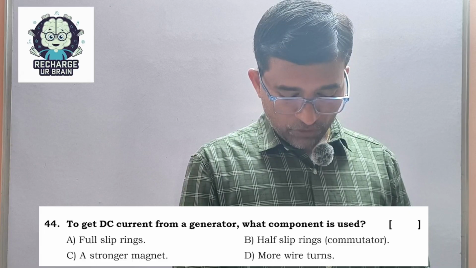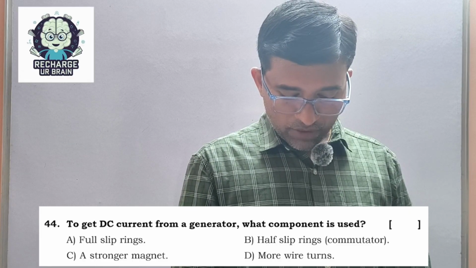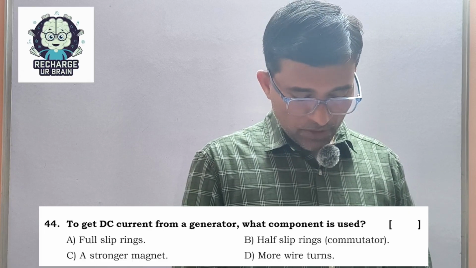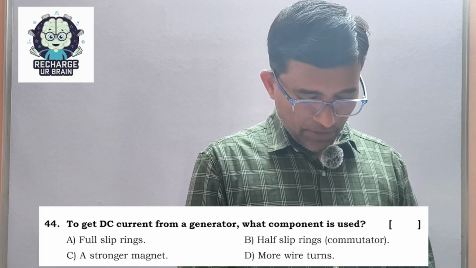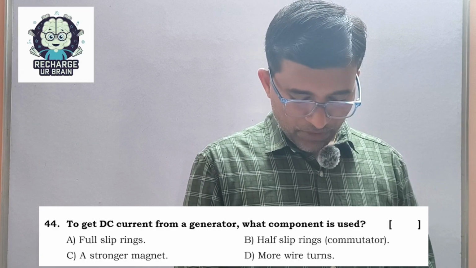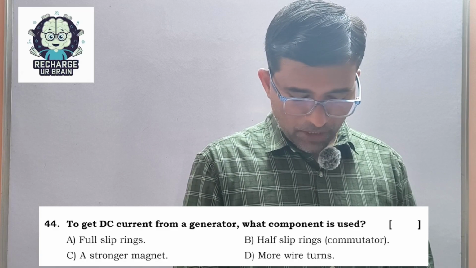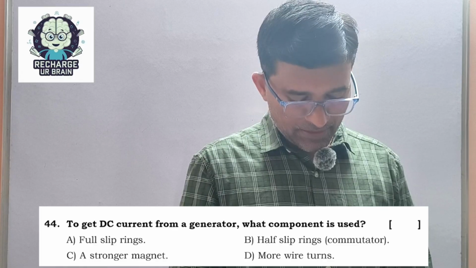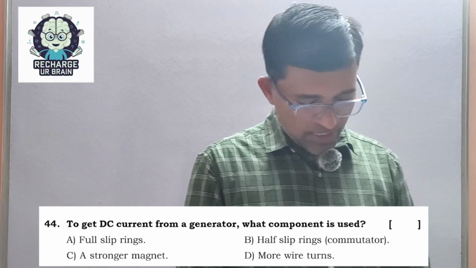And 44th bit, to get DC current flow from a generator, what component is used? Full slip rings? No way. A stronger magnet? No way. More wire turns? No way. And B option is half slip rings, commutators. So 44th one, right option is B.